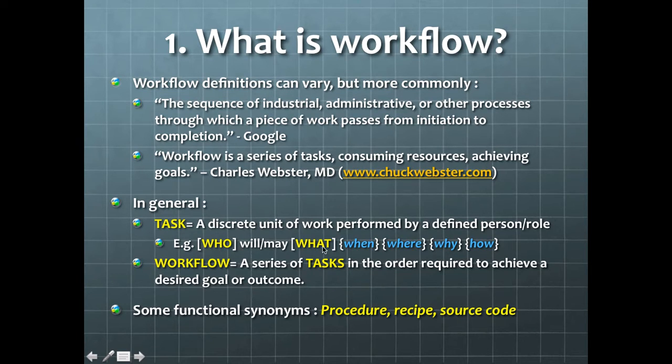So if you think of this as the basic unit of workflow, then a workflow is just a series of tasks in the order required to achieve a desired goal or outcome. That seems to align very nicely with Charles Webster's definition. Also interesting to note is that there are some functional synonyms for workflow, including procedure, recipe, and source code. I particularly find it interesting that recipe is a synonym because recipes are written very clearly to make sure that you can eat when you're done. I think the food industry has a lot to teach other industries about workflow.